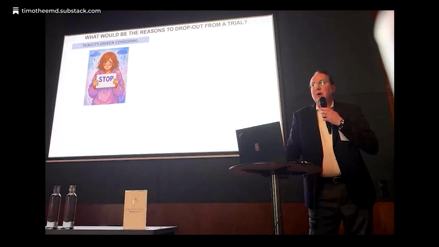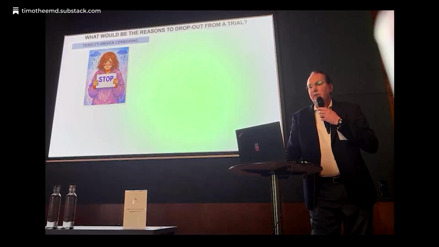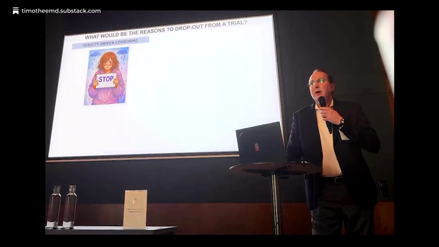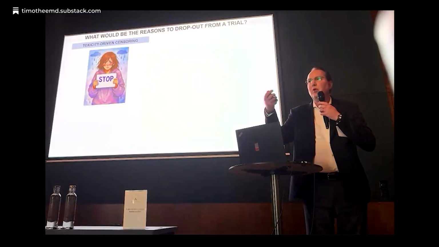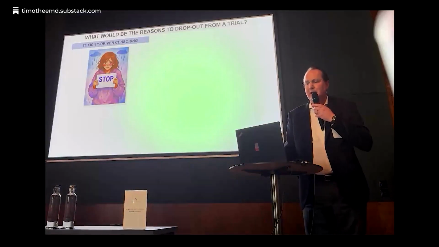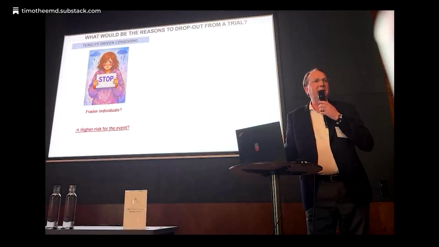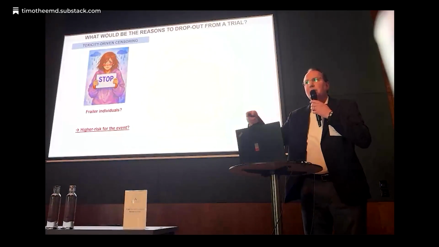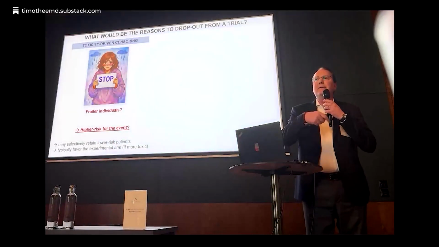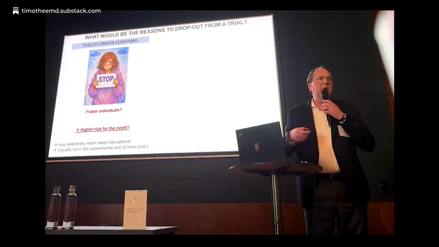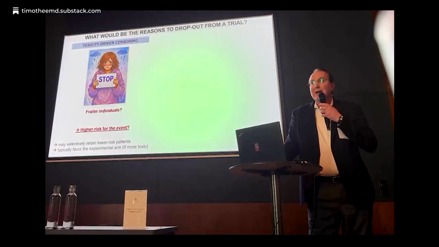There are 2 types of reasons why you will drop out of a trial, and this is really what we call informative censoring. If you are dropping out of the trial because of increased toxicity, maybe you won't be able to come back to do your CT scan. Maybe you are a frailer individual and maybe you are at higher risk of presenting the event. But because you are censored, you are no longer in the curve. So this may selectively retain lower risk patients and then will favor the experimental arm in general when it's more toxic. This is really the classical way of informative censoring, but there is another reason.